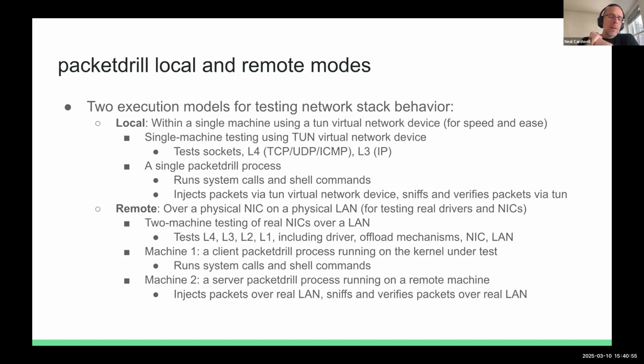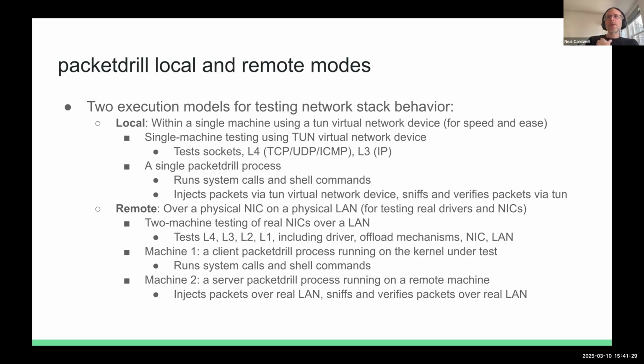And the way this works is the first machine runs a client Packetdrill process that's running on top of the kernel under test, and that's making the system calls, checking their results, and it's running shell commands that change the kernel's state. And then you have a second machine that's a sort of server Packetdrill process running on a remote machine, and that is injecting packets over the real local area network, and then sniffing packets coming out of the kernel under test and verifying those packets, their contents and their timing.